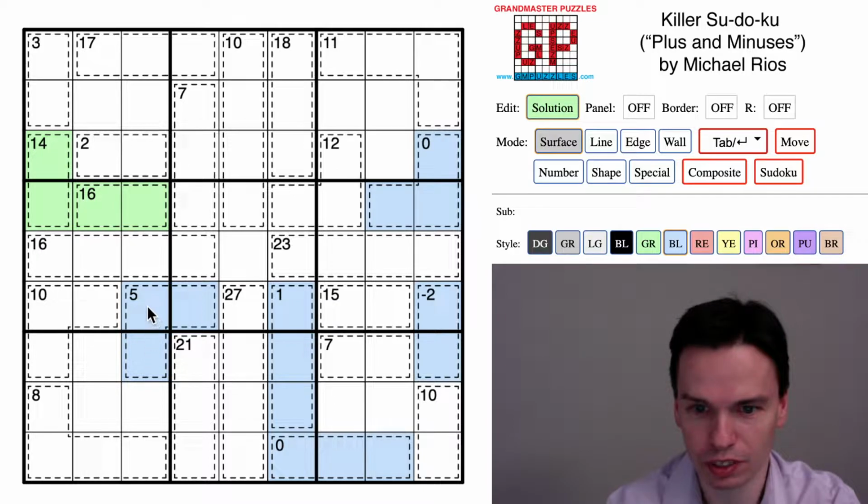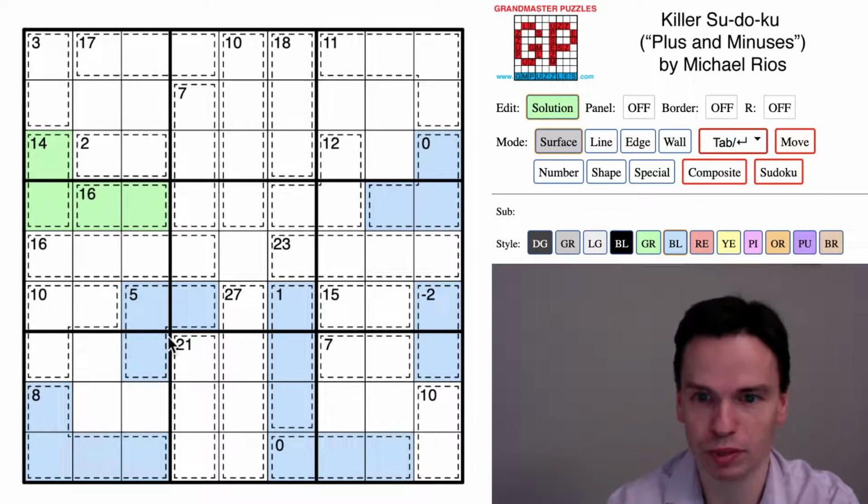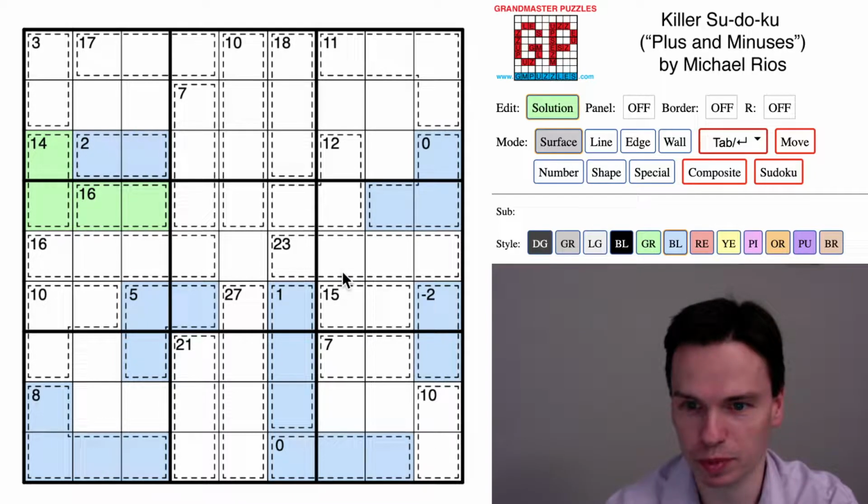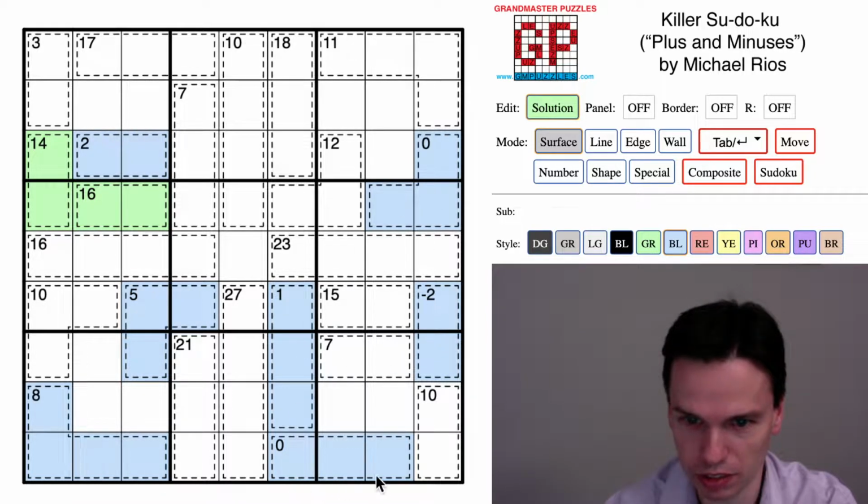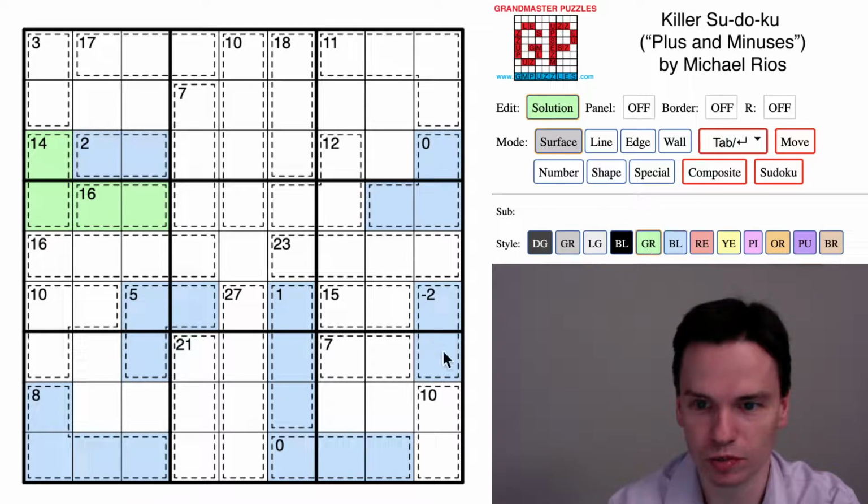useful. You'll see that cages like this 5 and 3 cells, normally 1 plus 2 plus 3 equals 6 is a minimum there. So this is below that minimum. 1 plus 2 plus 3 plus 4 is 10. This is below that minimum. 2 is below the minimum.